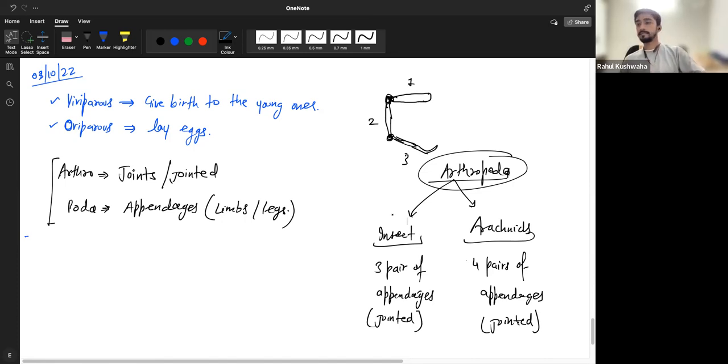They are the excretory organs. Excretion in insects takes place through a specialized kind of organ called the Malpighian tubule, just like we have our kidneys, right?